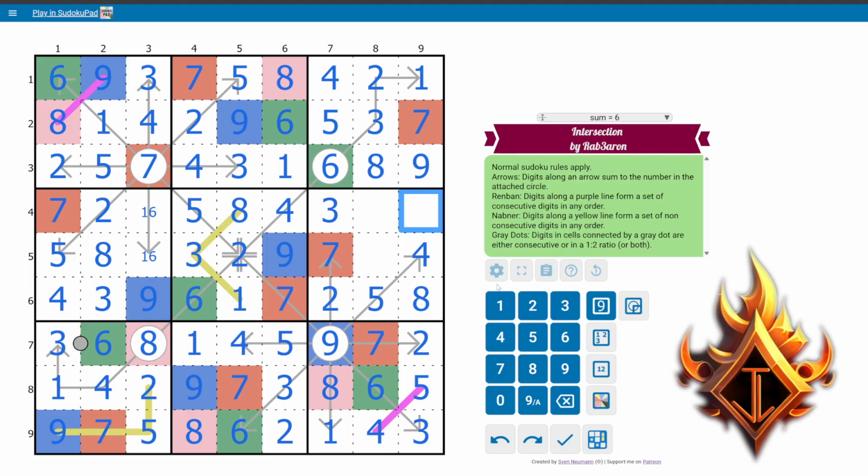This has one digit left, which is a 6. And do those, it'll give me the 1 right there. And that was a nice puzzle.